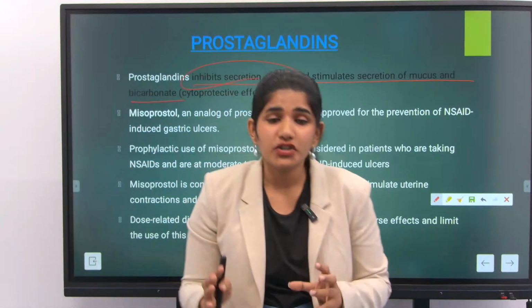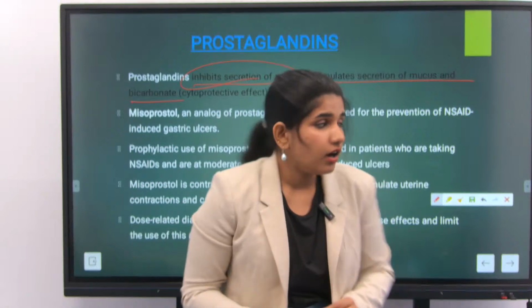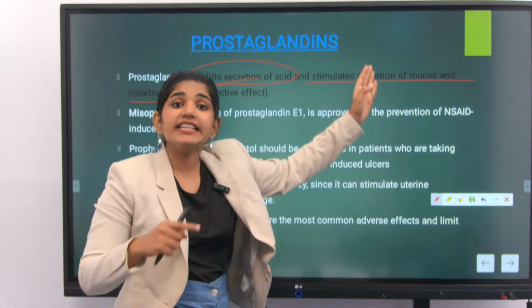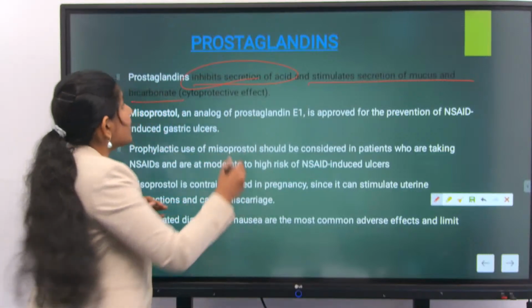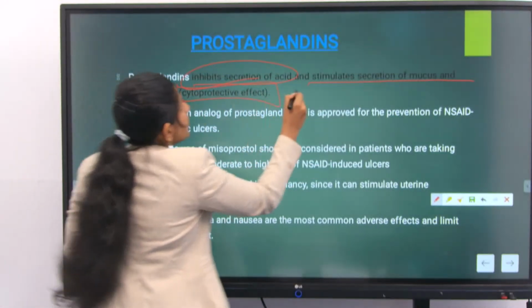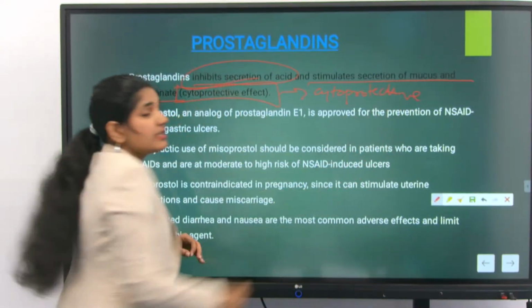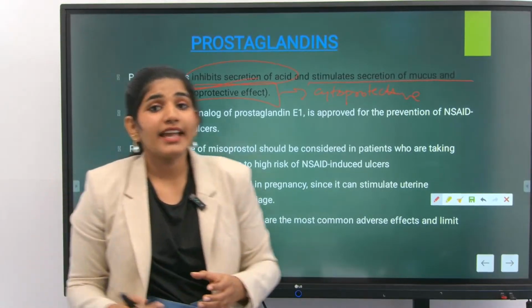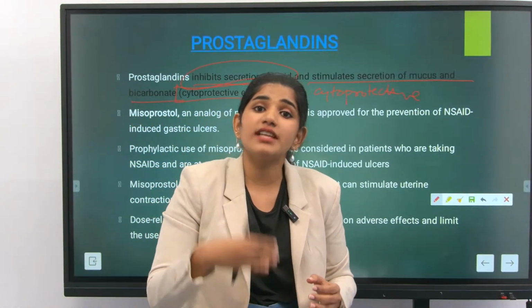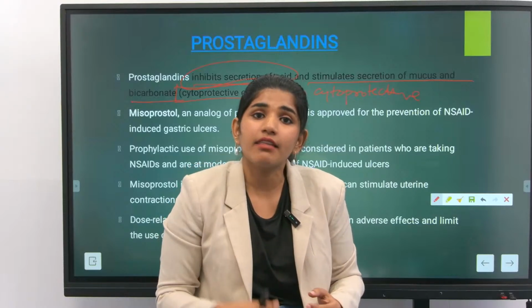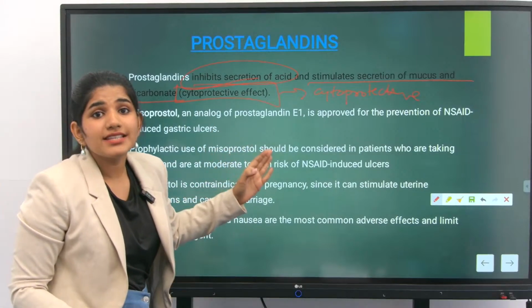The main action of prostaglandins is that they can inhibit the action of acid, and they can increase the secretion of mucus and bicarbonate, and that particular effect is a cytoprotective effect. So that is the main action of the prostaglandins. They can suppress the acid production and increase the mucus and bicarbonate production, which eventually helps in peptic ulcer conditions.